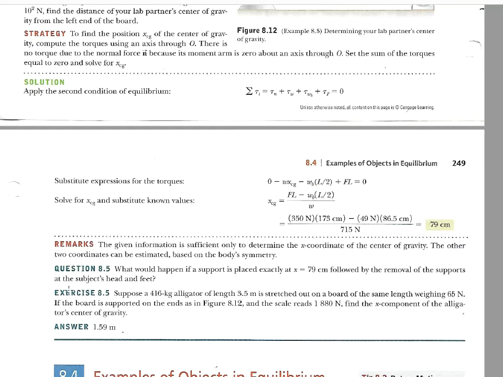Exercise 8.5. Suppose a 416 kilogram alligator with a length of 3.5 meters is stretched out on a board of the same length weighing 65 newtons. If the board is supported on the ends, as in figure 8.12, and the scale reads 1880 newtons, find the x component of the alligator's center of gravity.